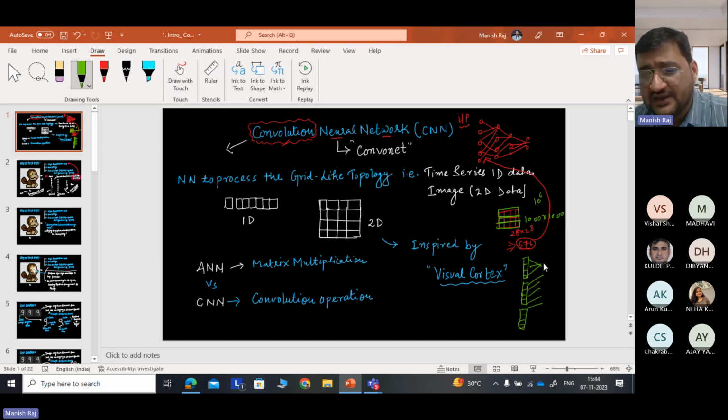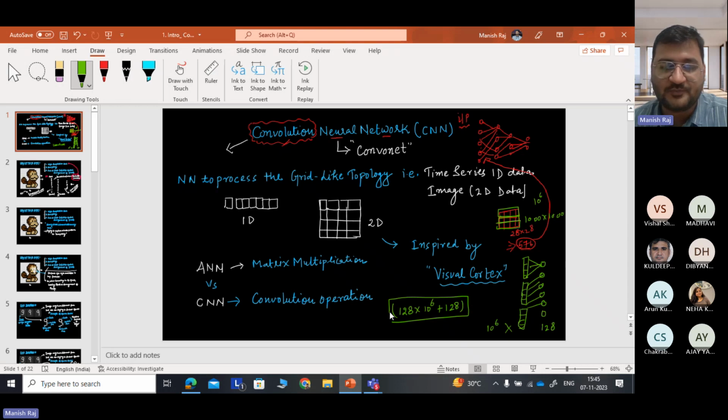Now after that we have a layer of perceptrons again. Say you take 128 perceptrons here, and the input size is 10 to the power 6. How many parameters should be there? You can calculate this part: how many parameters you have to tune or update. You multiply, 128 into 10 to the power 6 plus 128. For only one layer, you have this many parameters to update every epoch. Is everyone getting this part? Yes, sir.